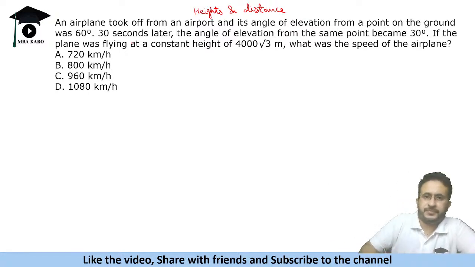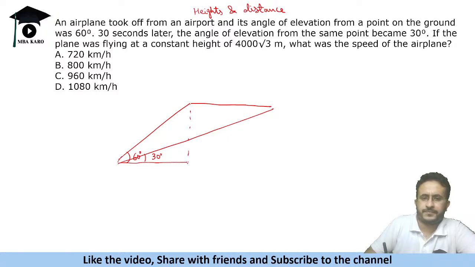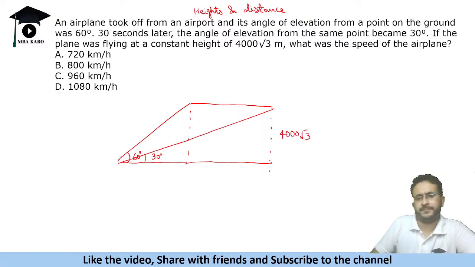So there is an airplane which is going at an angle of 60 degree. It is flying at some height, and sometime later the angle becomes 30 degree. So this height is given to us as 4000 √3. We need to find the speed of the airplane.